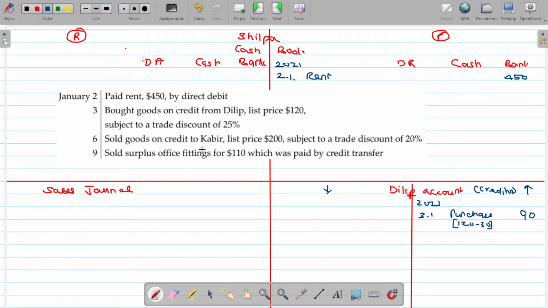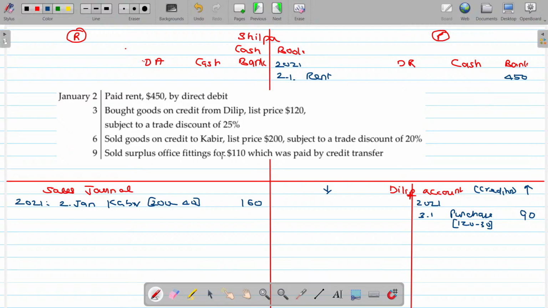Sold goods on credit to Kabir. Sale, that too on credit. I have to post here on this date, 2nd Jan 2021. Sales to Kabir, the value being 200 list price. You have to subtract 20% from here, 40. 160 is the final value. Trade discount should always be removed.